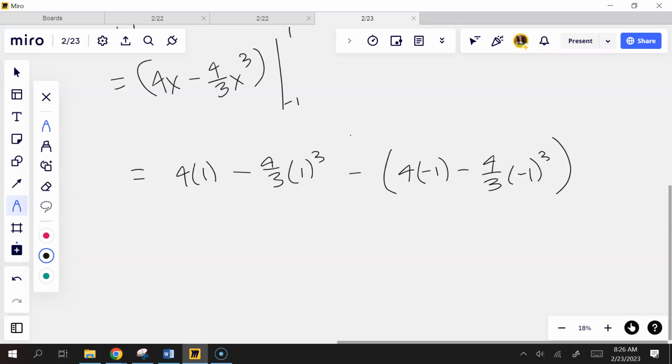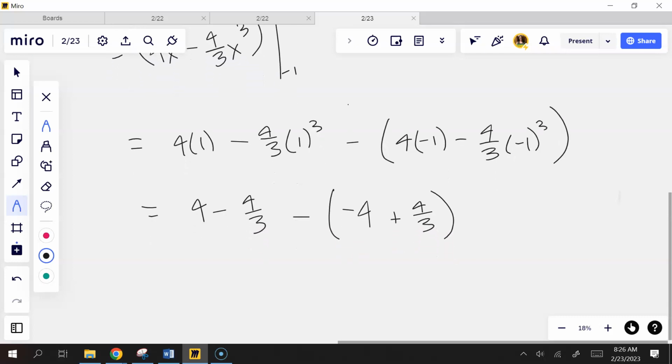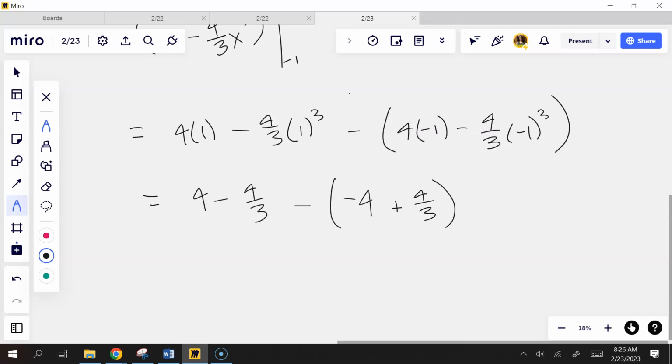I did that on purpose. Make sure you're paying attention. 4 minus 4/3 minus -4 plus 4/3. Right?